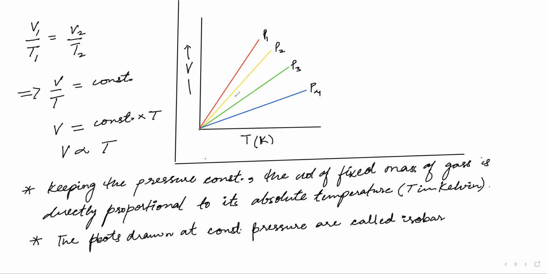So when temperature was high, the volume was high. The relation is very clear. It will be a straight line passing through the origin. Okay, just tell me now, which pressure is highest? You have to compare. P1 is the highest and P4 is the lowest.